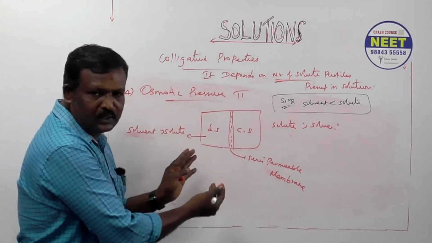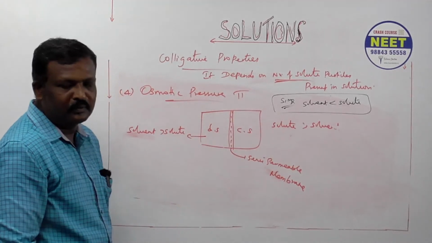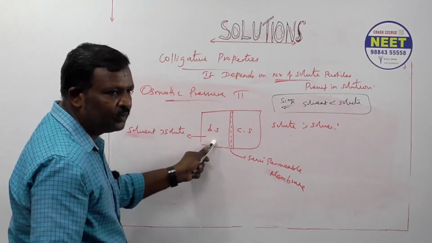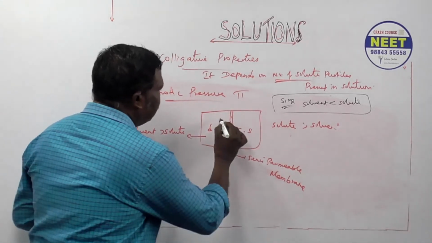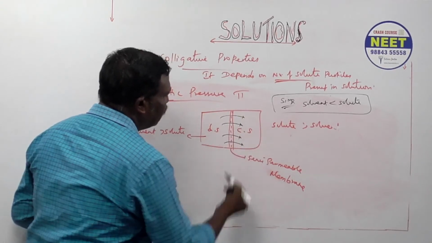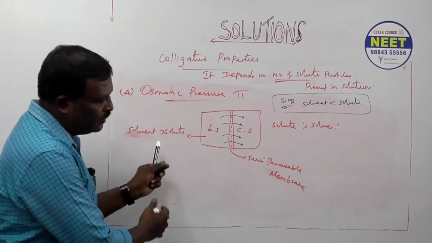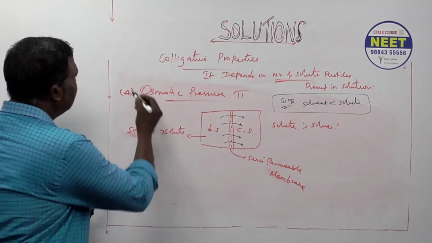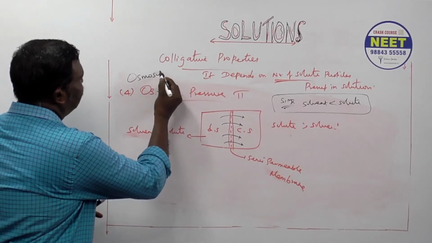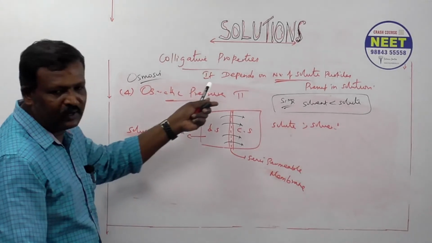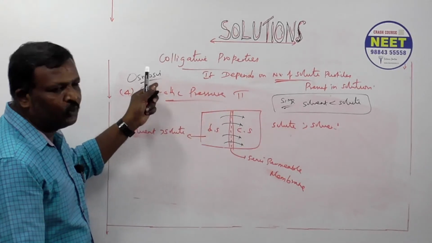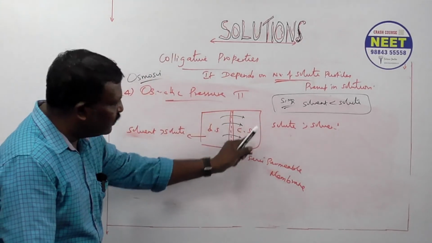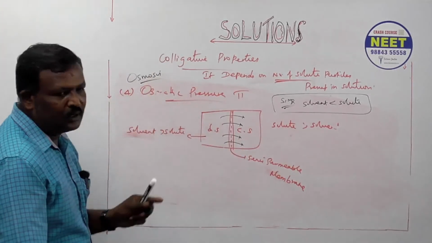If you take the solution like this, what happens? The solvent molecules move from the dilute side, where there is more solvent, to the concentrated side through the semi-permeable membrane. That process is called what? Osmosis. First osmosis, and only after that we have osmotic pressure. So osmosis means movement of solvent from dilute side to concentrated side through a semi-permeable membrane.